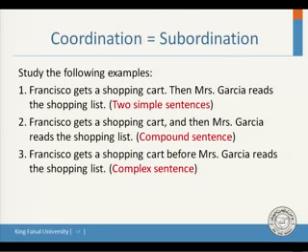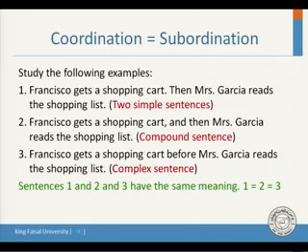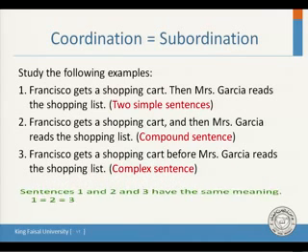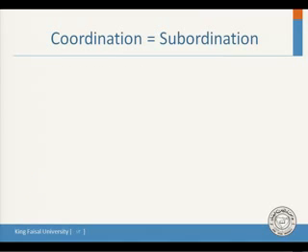This is what? A complex sentence, because we have an independent clause, Francisco gets a shopping cart, and we have a dependent clause, before Mrs. Garcia reads the shopping list. So, sentences 1 and 2 and 3 have the same meaning. They have the same meaning. Another example.